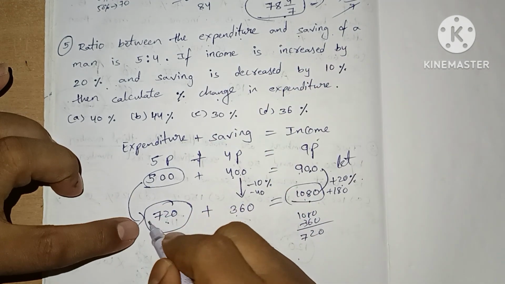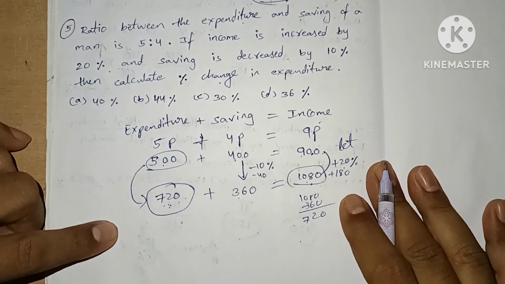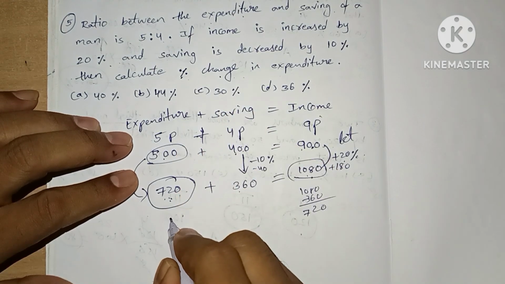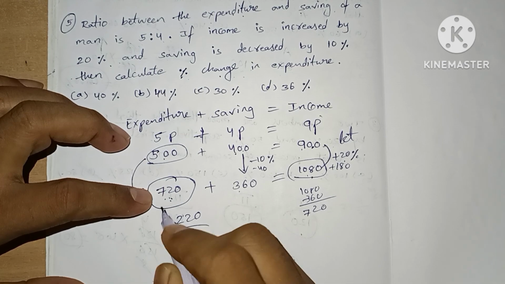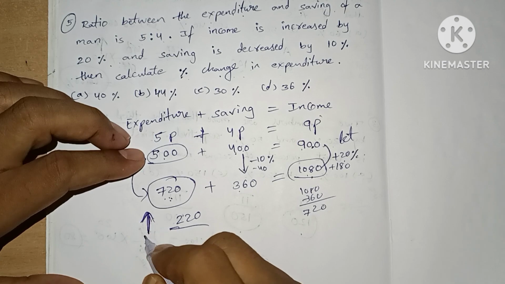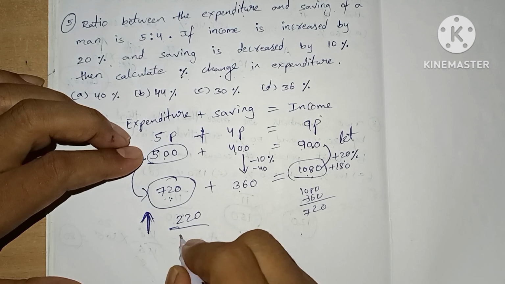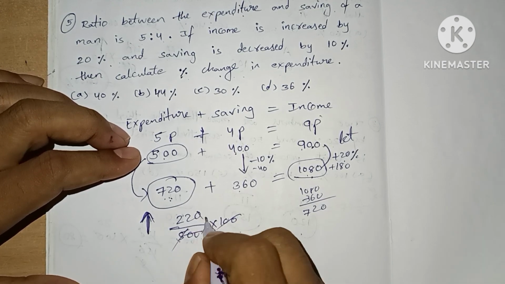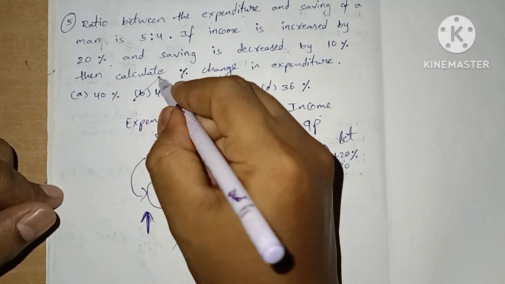Here the expenditure increased from 500 to 720. So the expenditure is increased. So for the percentage change, we take the difference between these two, which is 220, divided by, since it is about an increase, the lesser value of the two, which is 500, into 100. So the 100s cancel, 5 times 2 is 10, ... which will be 44. So the answer will be 44. Option B is our answer.